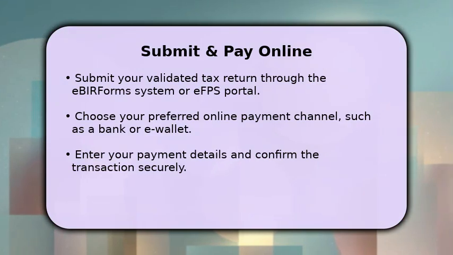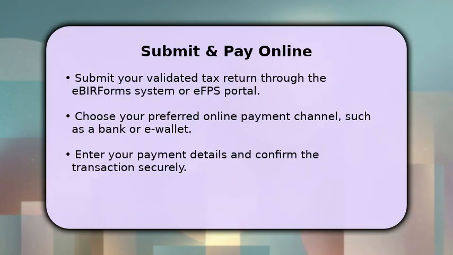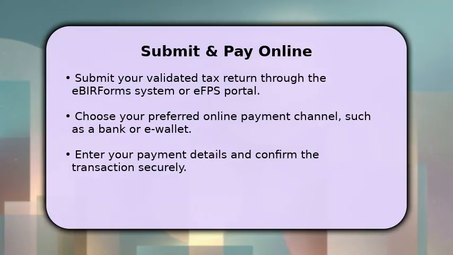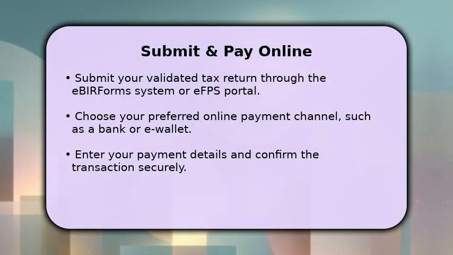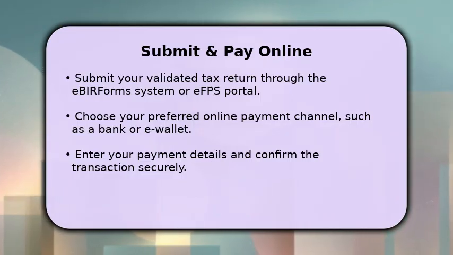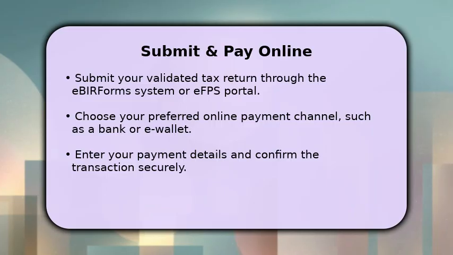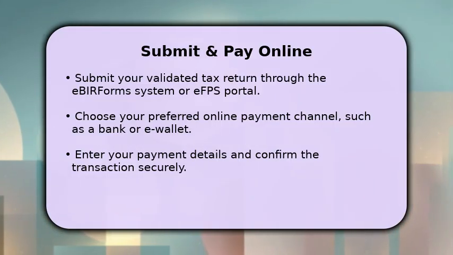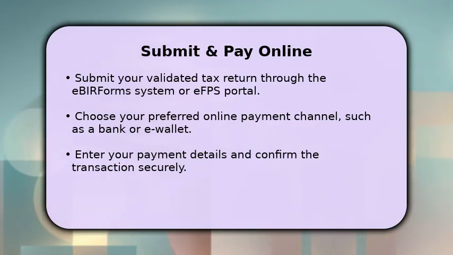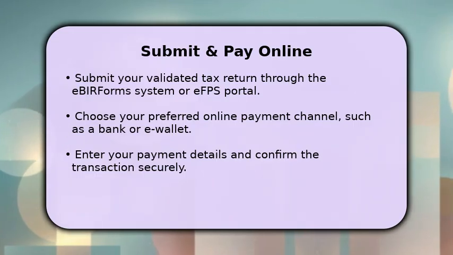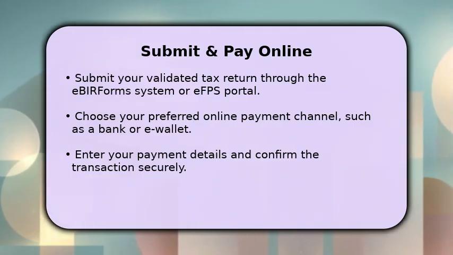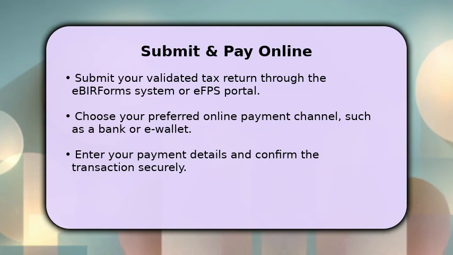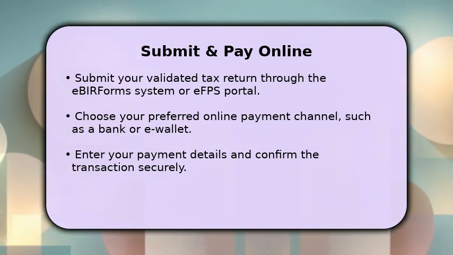With your tax return validated, it's time for submission and payment. Submit your return directly through the eBIR forms system or the eFPS portal, depending on your registration. Next, select your preferred online payment channel. Many banks and e-wallets are available. Carefully enter your payment details and confirm the transaction. Always remember to save a copy of your payment confirmation and the BIR's official acknowledgement receipt for your records.